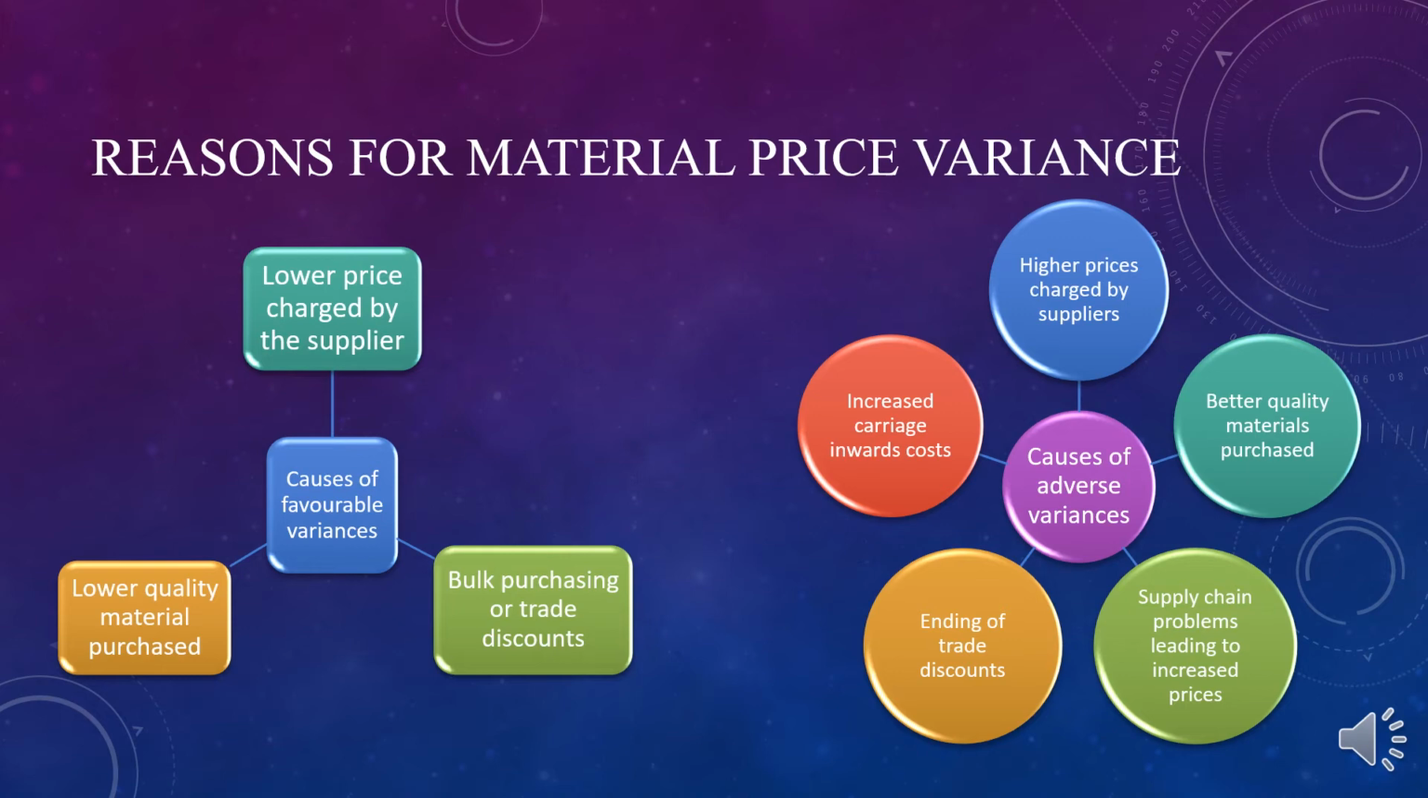The reasons for adverse variances would be the higher prices charged by suppliers. Better quality materials purchased would cost the company more than they expected. If the company has a supply chain problem, it will lead to higher prices, which will create adverse variances. If the suppliers no longer provide trade discounts, the company would not be able to enjoy lower prices. When the company has to spend more on carriage inwards, it will increase the cost of materials.